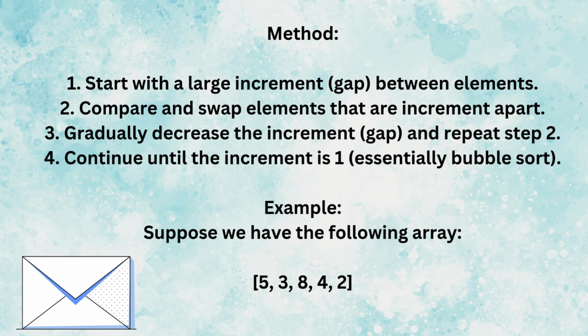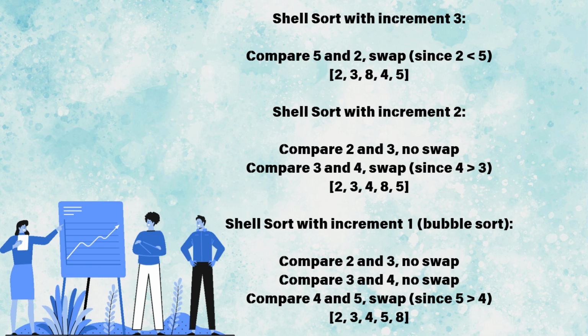Example: suppose we have the following array: 5, 3, 8, 4, 2. Shell sort with increment 3. Compare 5 and 2, swap since 2 is less than 5. 2, 3, 8, 4, 5. Shell sort with increment 2. Compare 2 and 3, no swap. Compare 3 and 4, swap since 4 is greater than 3. 2, 3, 4, 8, 5.